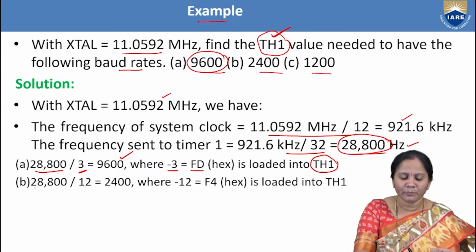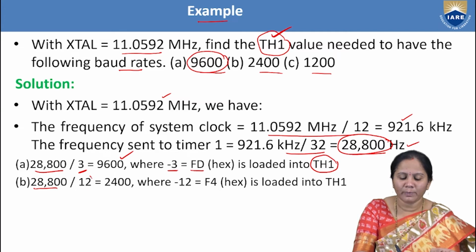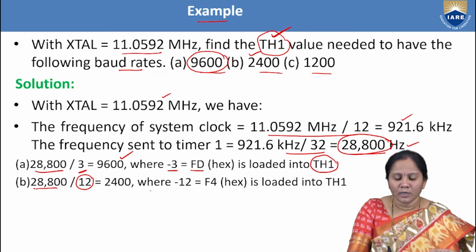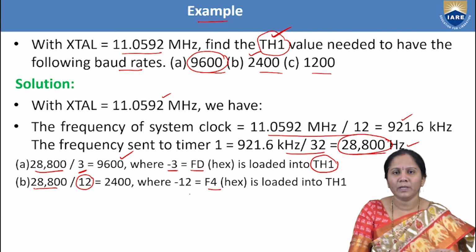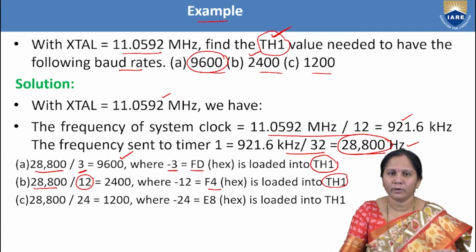Similarly, the same 28,800 frequency should be divided by 12 in order to get the 2,400 baud rate. So here 12 is in the denominator, and the value of minus 12 is F4 in hexadecimal. This F4 value should be loaded into TH1 in order to get the 2,400 baud rate.